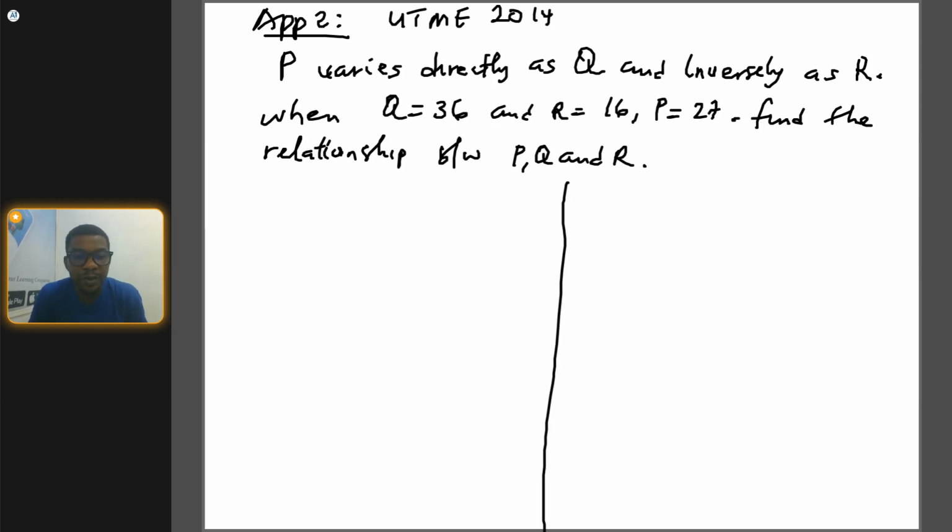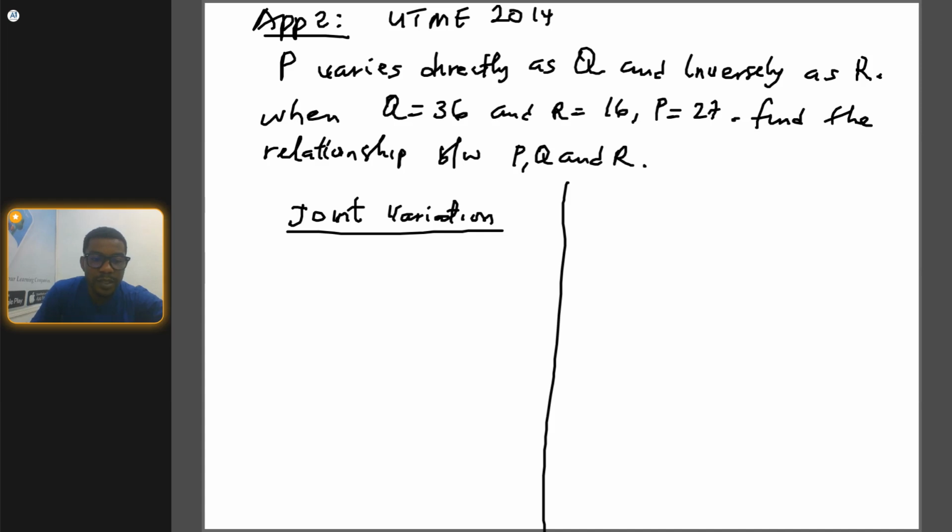Okay, which type of variation is this question? P varies directly as Q and inversely as R. Which type of variation is this? Joint. Thank you so much, Enoch, for that great response. It is a joint variation. So now we are working on joint variation.